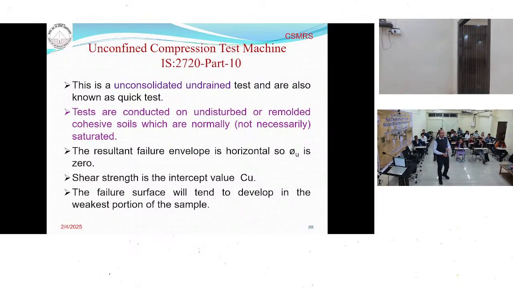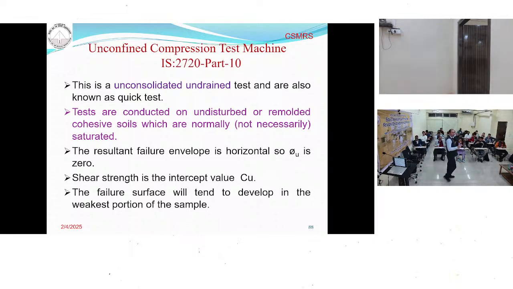So, second is the unconfined compression test. This is also called the unconsolidated undrained test, or UU test. What is that? As you read, unconsolidated. We have just learned about consolidation. It means we are not allowing consolidation, and undrained means we are not allowing the water to come out. Tests which are conducted in those conditions are called unconsolidated undrained tests.